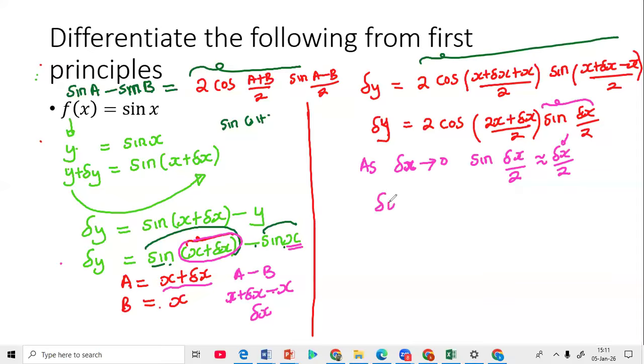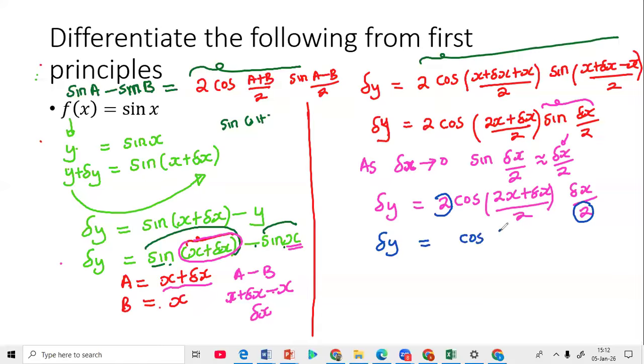So that means I have change in y equal to 2 cos of (2x plus change in x) out of 2. Then where there is sine, I'll have delta x out of 2. In case you want to simplify quickly, these two here and these two here can be reduced. Therefore, delta y will equal cos of the angle, which is (2x plus delta x) out of 2.